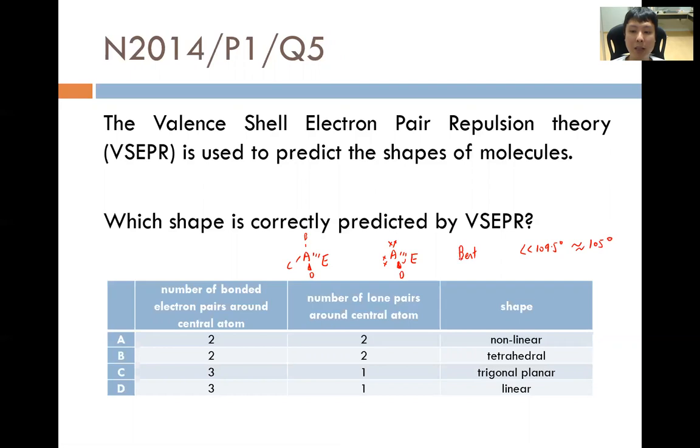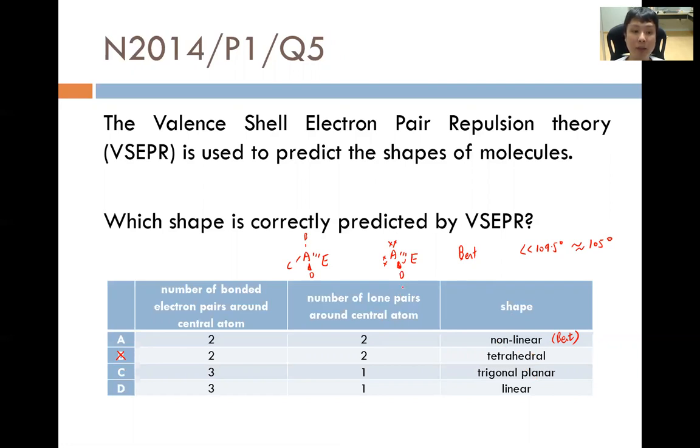So this is actually a bent shape. But if you look at options A and B, none of them is actually bent. We can definitely rule out option B because it's definitely not a tetrahedral shape. However, nonlinear is also another way of saying bent, right? Because nonlinear just means not straight. We would like to come back to this option to see whether it is the best possible answer.